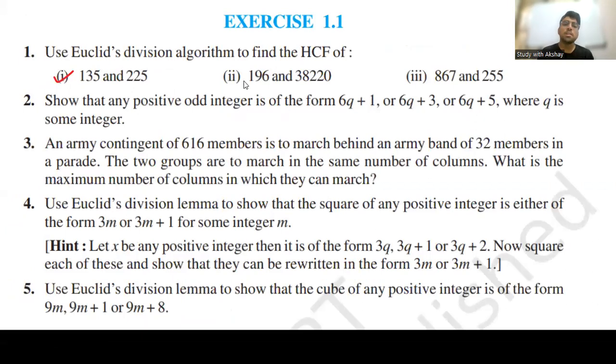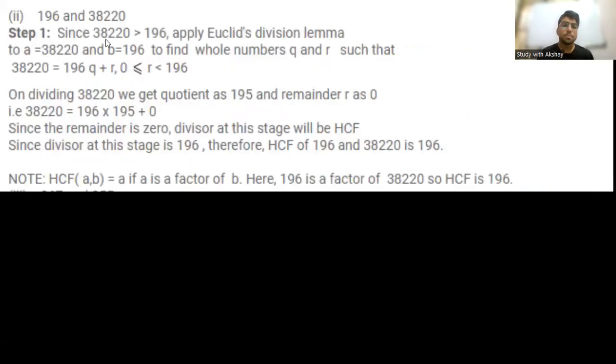First question is done. Second question is the HCF of 196 and 38220. This is such a simple question. You will get to know why I say it is simple. So as it is, we will take 38220 as greater than 196. Apply Euclid's division lemma, taking A as 38220 and B as 196. Later on, 196 times 195 is 38220. Quotient is 195. Remainder is equal to 0. In the first step only we are done.